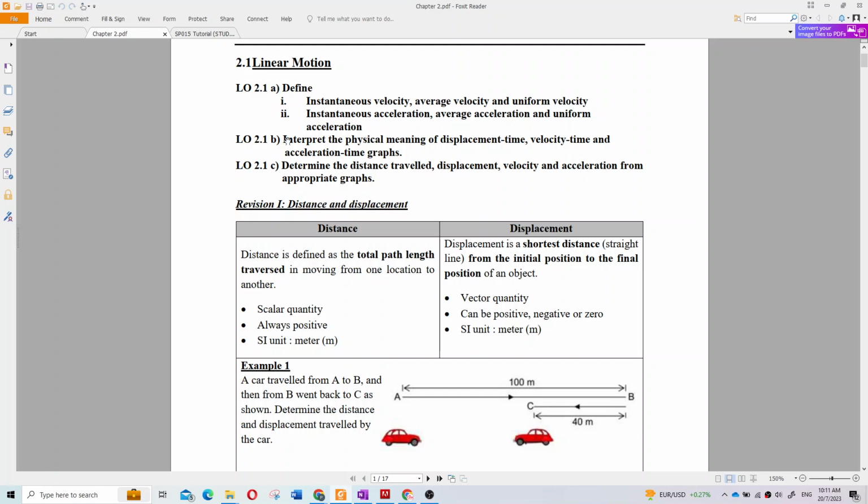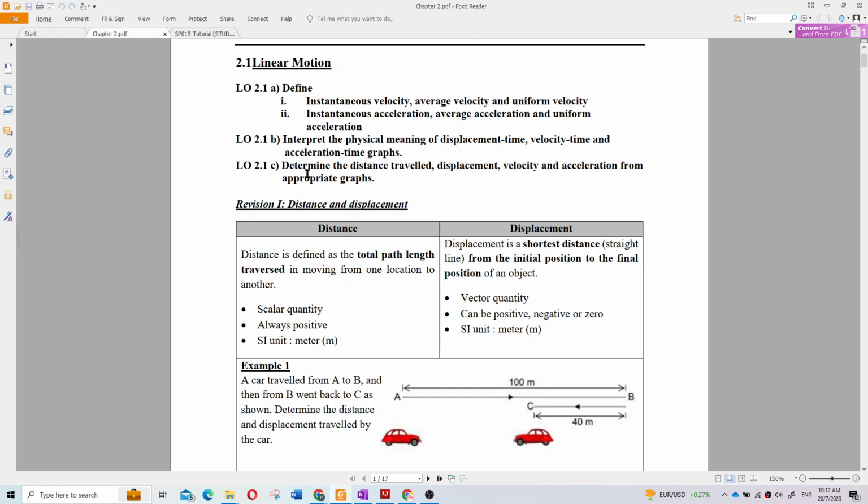Okay. Interpret the physical meaning of displacement-time, velocity-time, and acceleration-time graphs. So we have graphs in this chapter also. Displacement graph, velocity graph, acceleration graph. Quite confusing for some students. Okay, never mind, we will learn about it.